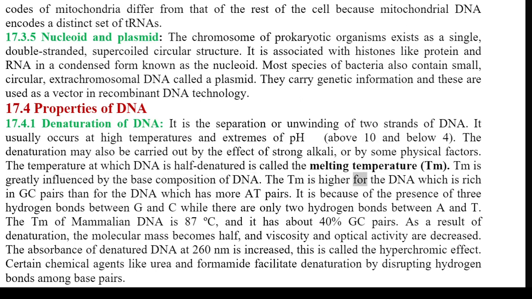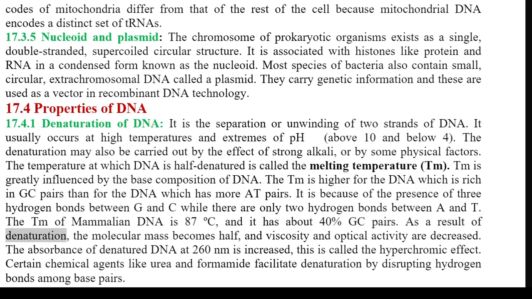The Tm is higher for the DNA which is rich in GC pairs than for the DNA which has more AT pairs. It is because of the presence of 3 hydrogen bonds between G and C, while there are only 2 hydrogen bonds between A and T. The Tm of mammalian DNA is 87 degrees C, and it has about 40% GC pairs.